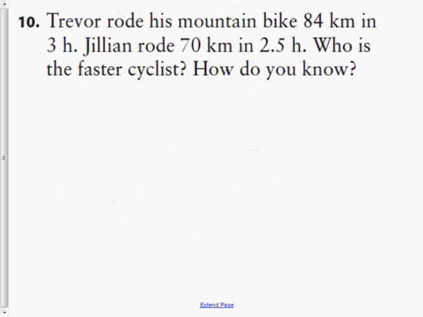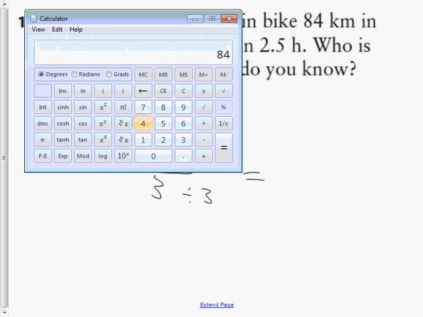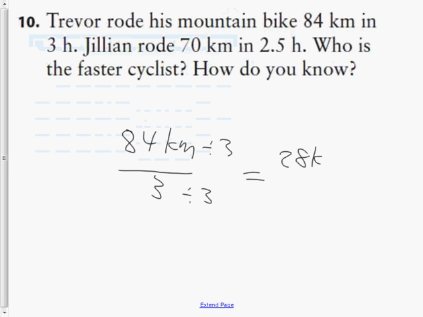Trevor rode his mountain bike 84 kilometers in 3 hours. That man is amazing. 84 kilometers is farther than Charlottetown. Probably from here to Tignish in 3 hours. He was trucking along. So 84 kilometers in 3 hours means he had a rate of speed, 84 kilometers divided by the 3 hours that he traveled. He was traveling at 28 kilometers per hour.